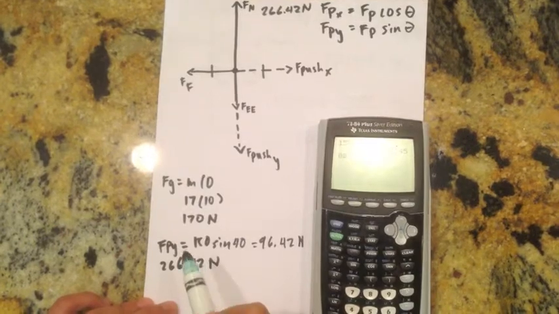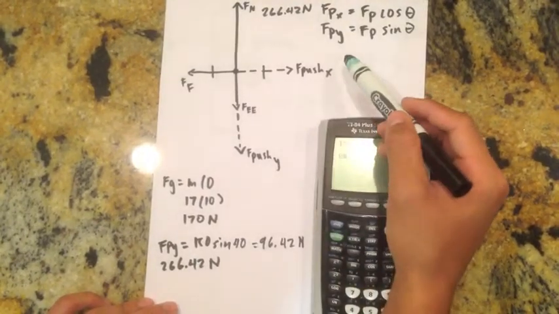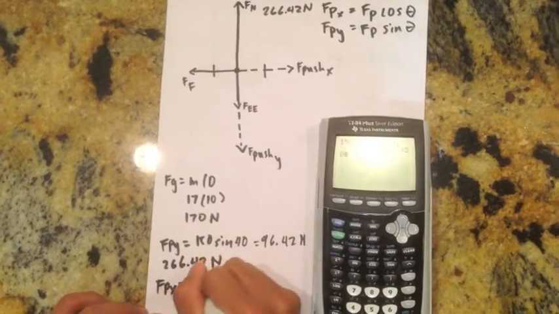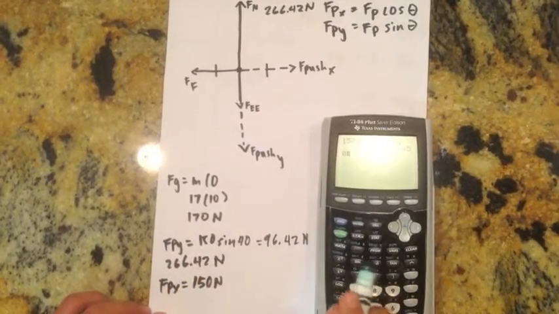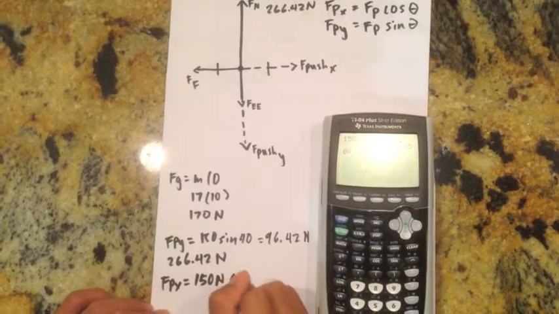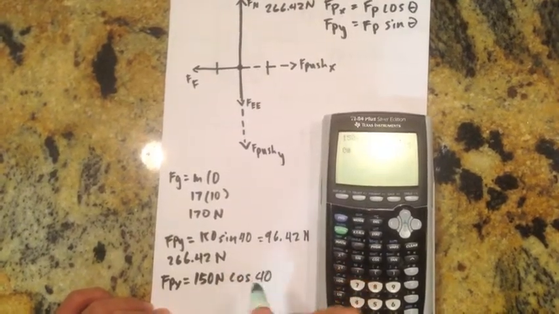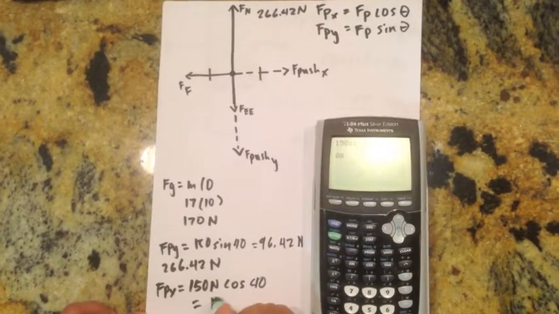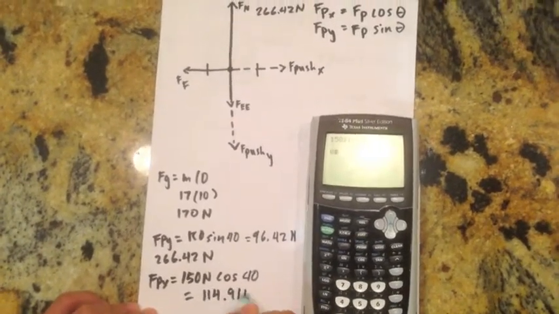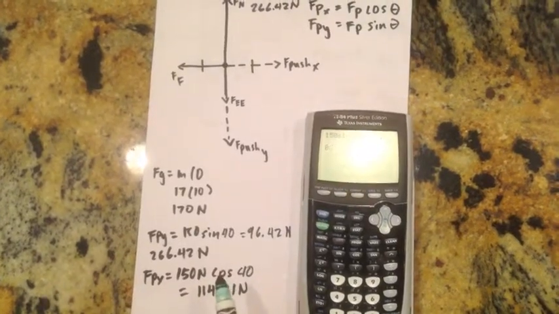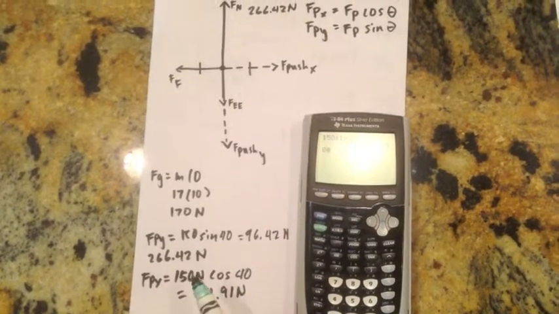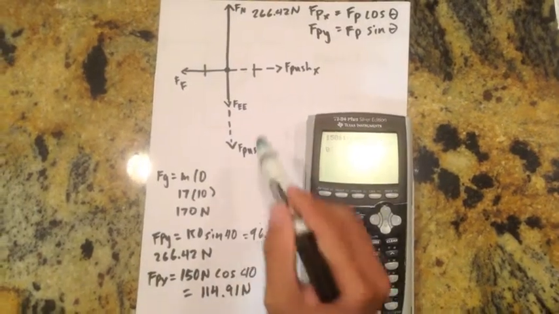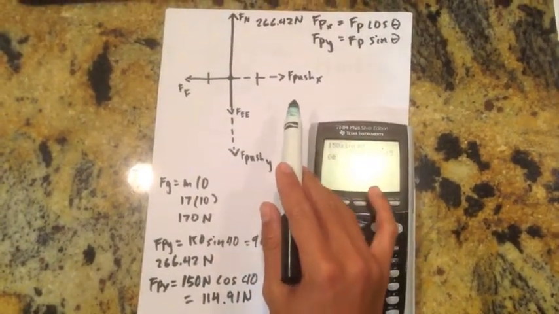Force of the push in the x dimension will now be 150 newtons times cosine 40, which is the angle. That will now equal 114.91 newtons. Because the lawnmower is moving at constant speed, force of friction must be equal to the force of the push in the x dimension. So they are both 114.91 newtons.